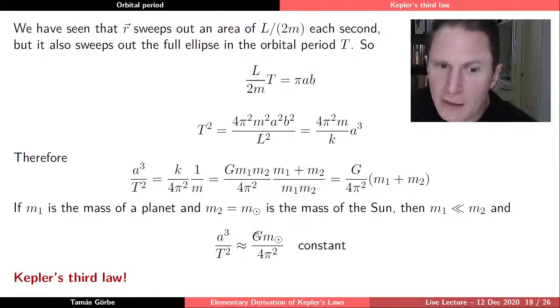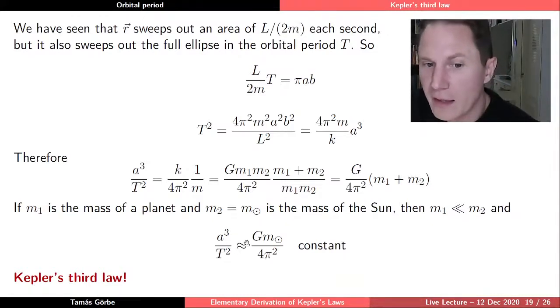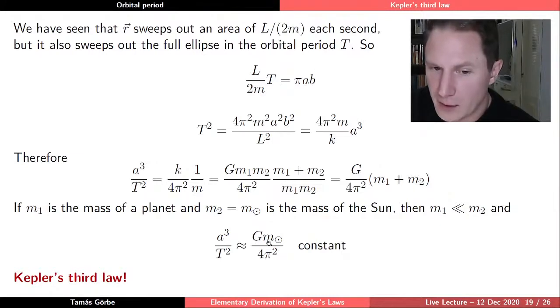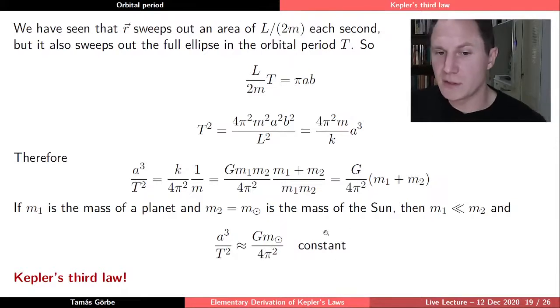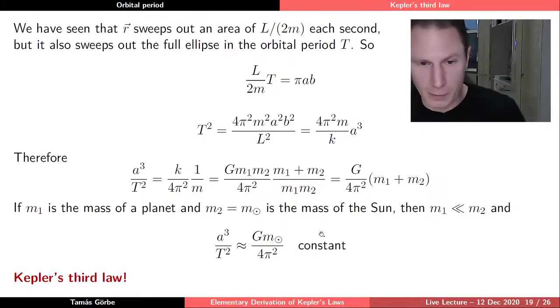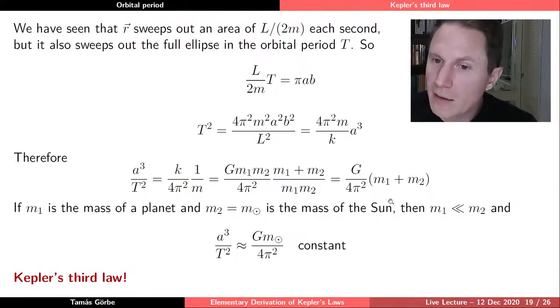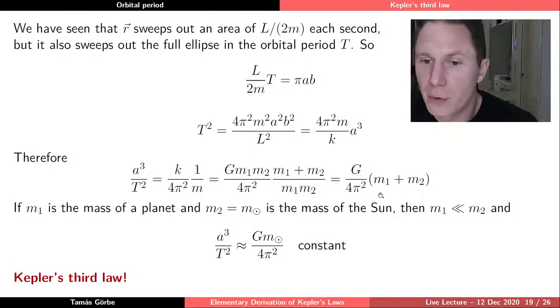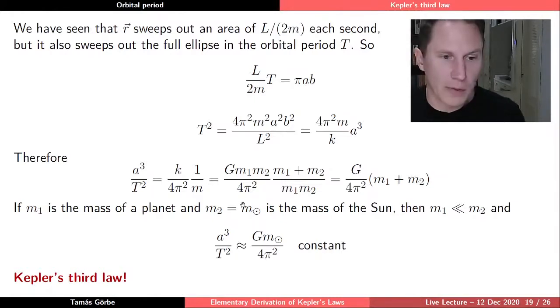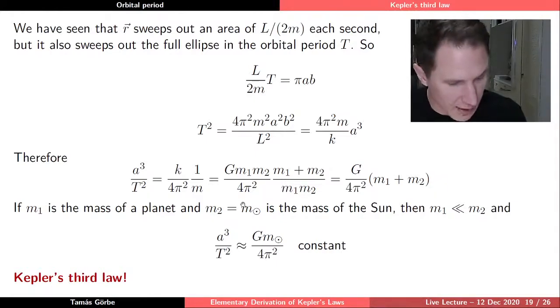So roughly what we got for a cubed over t squared is roughly G, capital G, the gravitational constant, times the mass of the sun over 4 pi squared. And this is a constant. This would be a constant for all planets, of course. But you can see that the exact formula, so Kepler's third law, is just an approximation in the case when the sun is much more massive than its planets, which to a good approximation is the case. So this is now Kepler's third law that we have now.